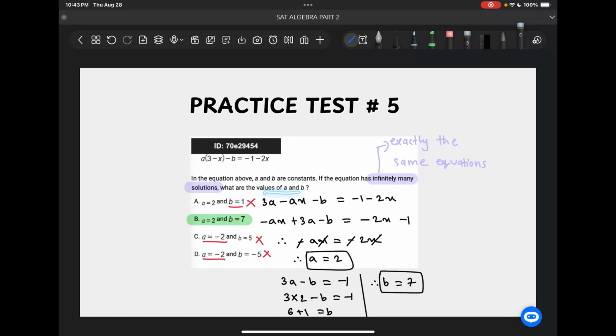So we are asked to find the values of a and b. Now, as you can see, a is 2. So option C and D are out because they're saying minus 2. And b is 7, so option A is also out. So our answer is option B, which is a equals 2 and b equals 7.